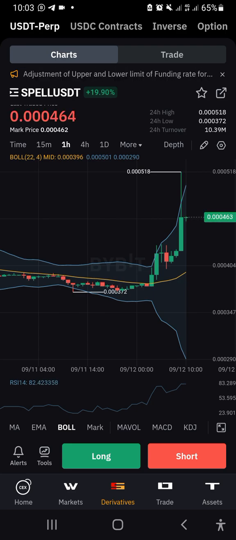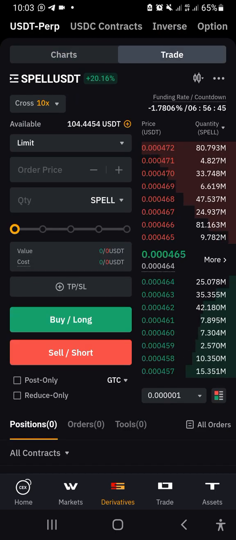All right, so can you see now? Can you see it's now 82? So this is a good potential buy. So what will I do in this case? All right, so I'm going to click on short, or you can go back to trade.